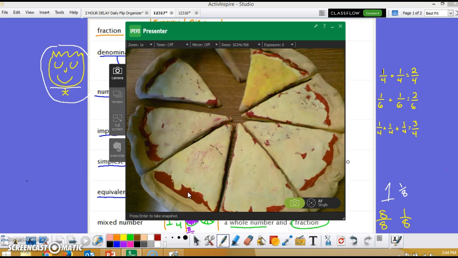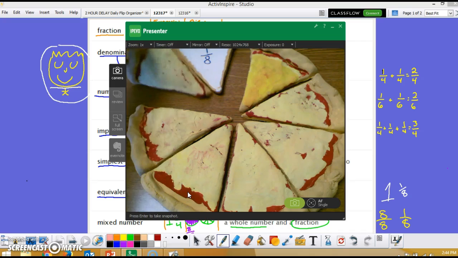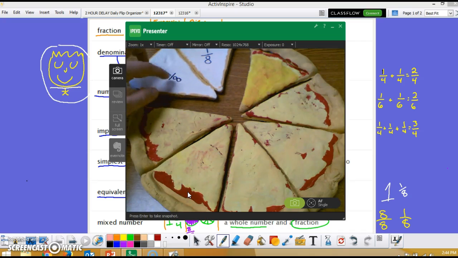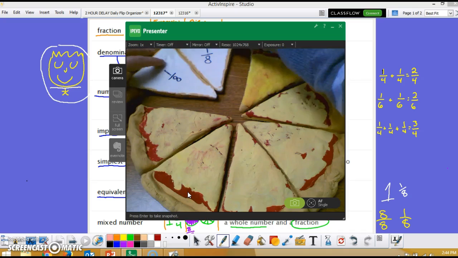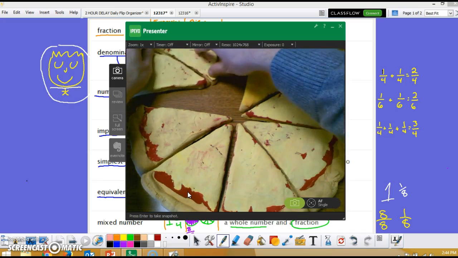Here's why. Because if I flip 1/8 over and I add another eighth to it, when I add fractions, the denominator stays the same and the numerators get added together. So 1/8 and 1/8 is 2/8. If I wanted to simplify this, put it in simplest form, or find an equivalent fraction that shows 2/8, I could separate this pizza in a different way.